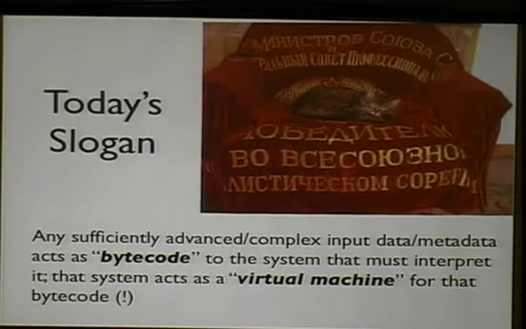So, you know, we need a slogan, as if we didn't have the most enthusiastic introduction ever. So, stealing from Arthur C. Clarke, any sufficiently advanced or complex input data or metadata acts as bytecode to the system that must interpret it. The system acts as a virtual machine for that bytecode, comrades.